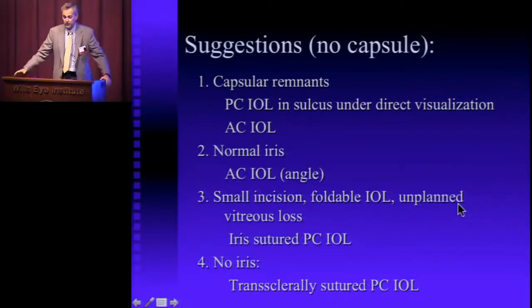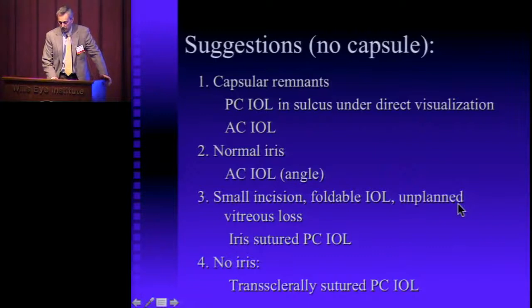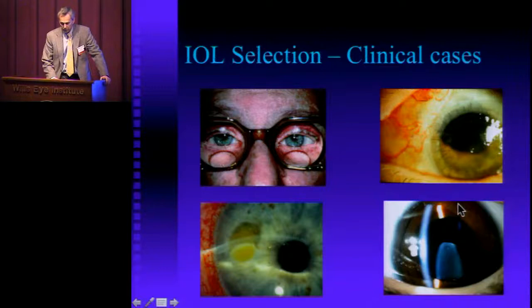So by and large, the suggestions are if you have no capsule, an anterior chamber lens is the easiest way to go if the iris is normal. An iris sutured posterior chamber lens is the way to go if you've got a small incision and need to implant an acrylic lens. And a transclerally sutured lens is the only option if there are absolutely no other ways of getting pseudophakic support. I would like to leave you with the fact that surgeon preference and comfort is the most important thing. Aphakic spectacles still allow people to see and shouldn't be shunned.